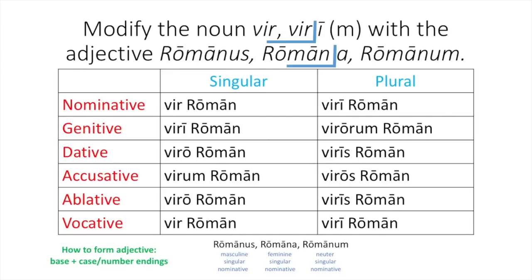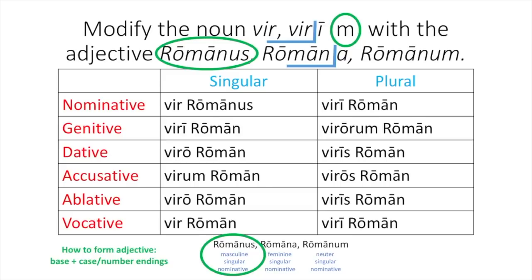As you know, the dictionary entry Romanus, Romana, Romanum gives the masculine singular nominative form, Romanus, the feminine singular nominative form, Romana, and the neuter singular nominative form, Romanum. So you have the nominative singular form, case, and number ending for our noun here. Since vir is masculine, you just take your us ending and add it to your base. And so we have vir Romanus in the nominative singular.